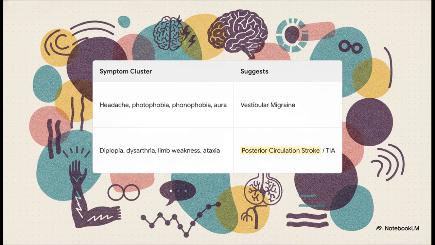Next up, the migrainous and neurological cluster. Dizziness paired with a headache, sensitivity to light and sound, maybe an aura. That is screaming vestibular migraine. But if the associated symptoms are things like double vision, slurred speech, or limb weakness, well, those are massive red flags. We're not in migraine territory anymore. We're worried about a posterior circulation stroke or TIA.